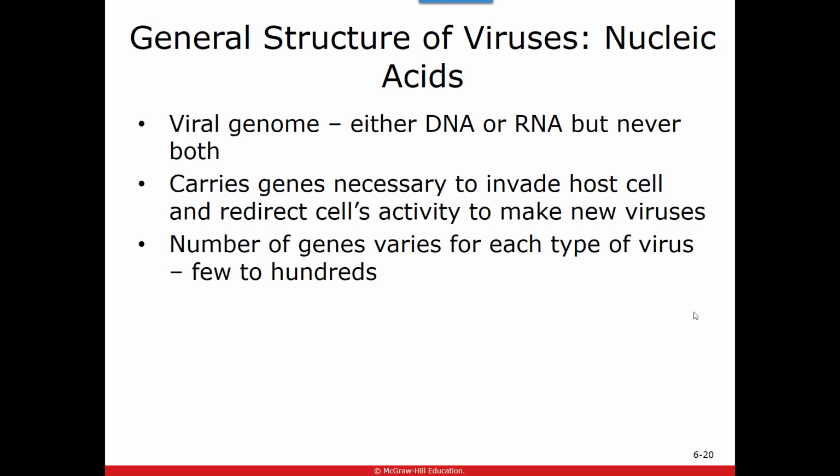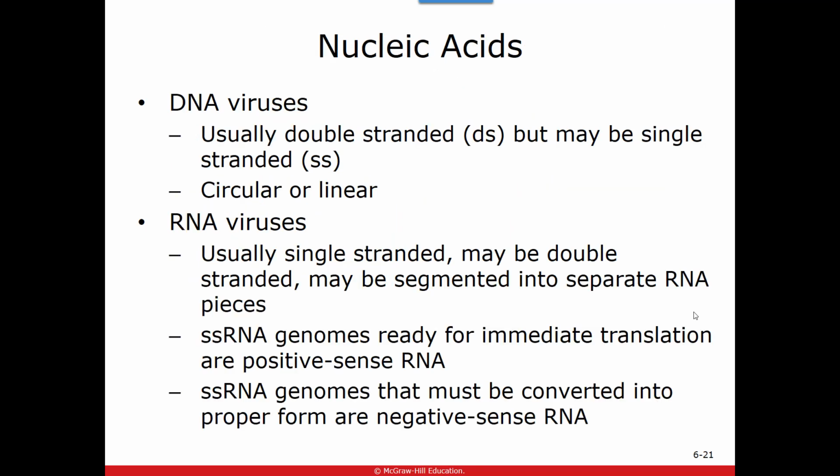Now, DNA viruses, usually double-stranded DNA. Just like all of our DNA is double-stranded, most viruses that have DNA are also double-stranded, but some of them can be single-stranded. Some of the DNA can be circular, and some of it can be linear. So there's variety there. If a virus has RNA as its genetic material, it's usually single-stranded, like RNA is always single-stranded in us. And so most RNA viruses have single-stranded RNA, but some can be double-stranded as well. There's, again, a lot of variety.